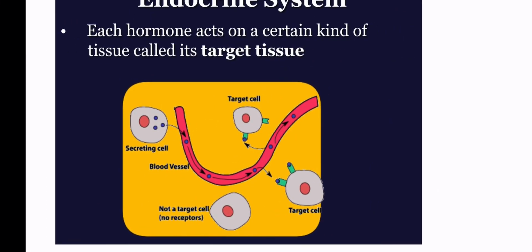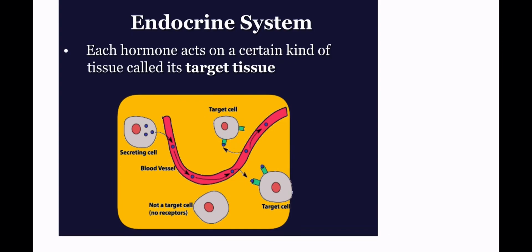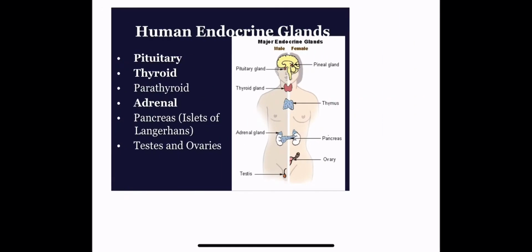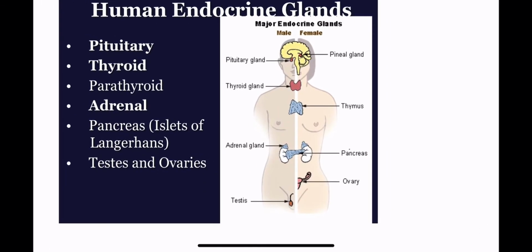As we already said, each hormone acts on its target tissue. So here are some of the human endocrine glands: pituitary, thyroid, parathyroid, adrenal, pancreas, testes, and ovaries.